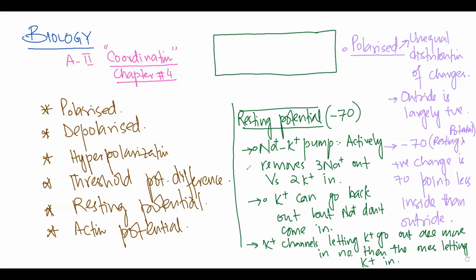So far what we studied, what is minus 70? Minus 70 is resting potential, very good. And what is resting potential? It is the potential difference across the membrane of neuron when it is at rest. Got it? And third question is, why is resting potential maintained?